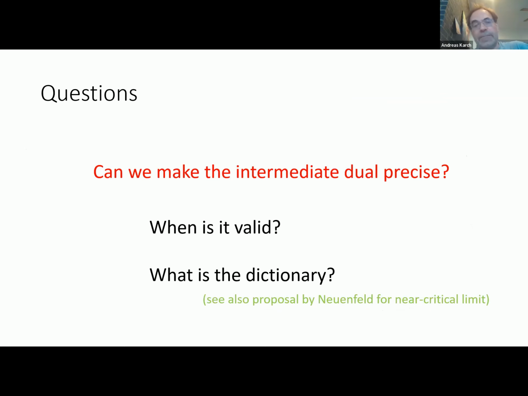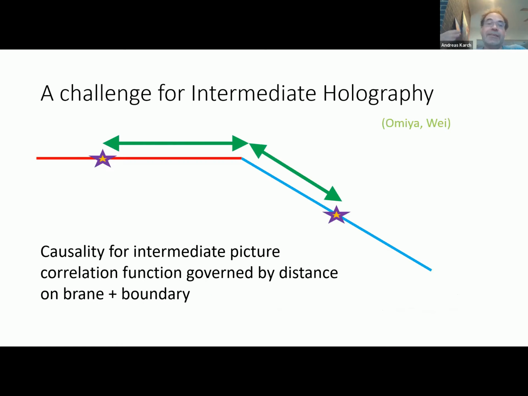What I want to talk with you about today is this intermediate picture. Can we make this precise? It's a very strange reality where gravity shows up on both sides. And if we can make it precise, what is the dictionary? The reason this question comes up now is there's recently been a proposal from the group in Kyoto, so you're hopefully all very familiar with this. What really is the challenge for this idea that there's this intermediate holography? There's some very clear problem with causality in naive applications of this intermediate picture.